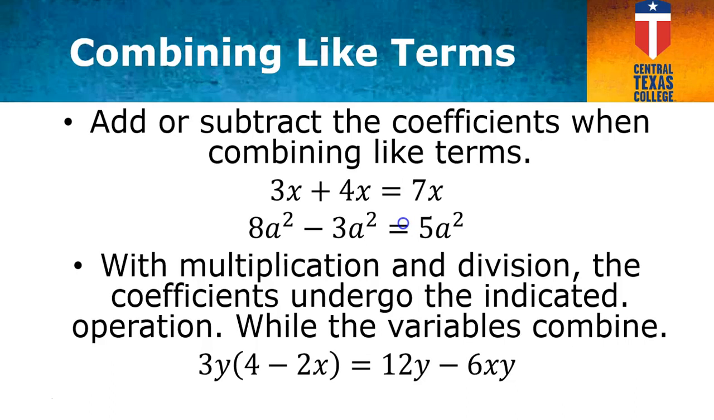And notice, I know it was 3y times negative 2x, and it would have been correct if I put negative 6yx or negative 6xy. They mean the same thing. But I normally, personal preference, just put them in alphabetical order.